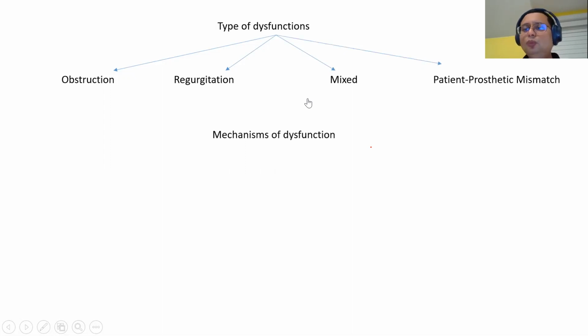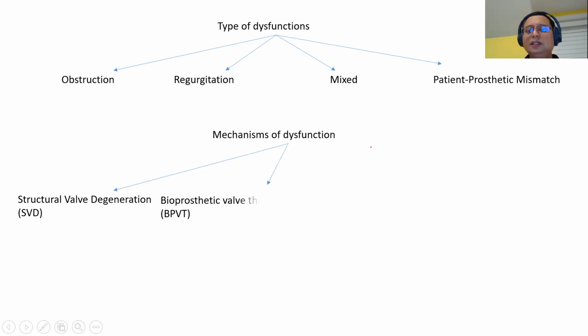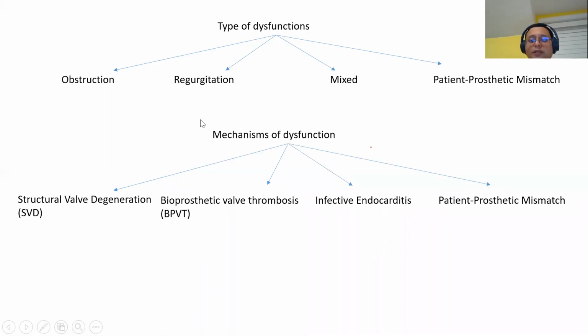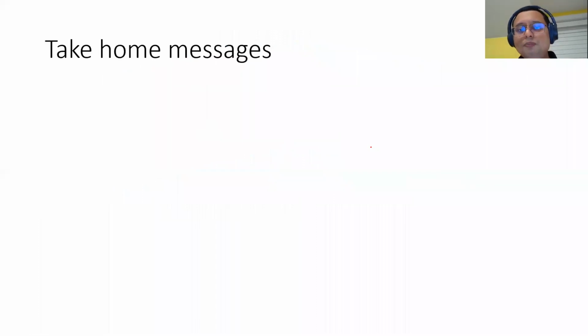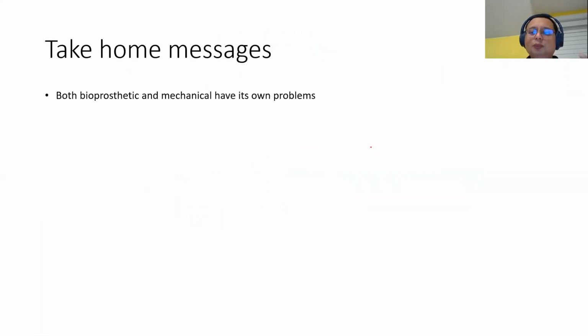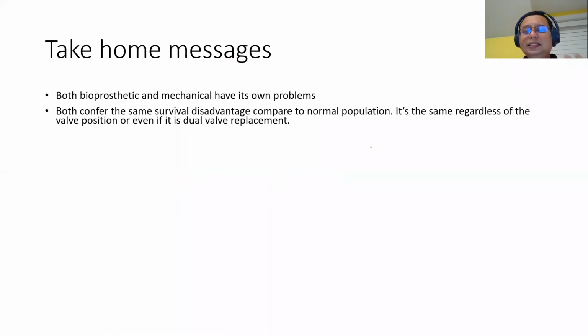If you have dysfunction, what is the mechanism? Are we dealing with structural valve degeneration? Are we dealing with a valve thrombosis? Are we dealing with infective endocarditis, or are we dealing with patient prosthetic mismatch, right? So what are the take-home messages? Both bioprosthetic and mechanical valves have their own problems. Both confer the same survival disadvantage compared to the normal population. It's the same, regardless of the valve position or even if it is dual valve replacement.